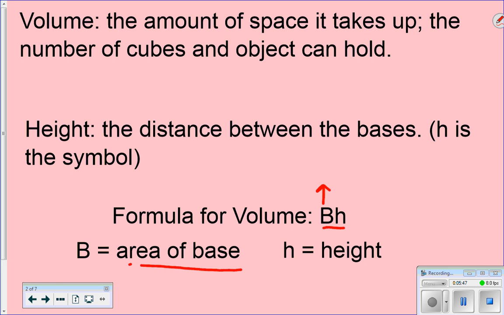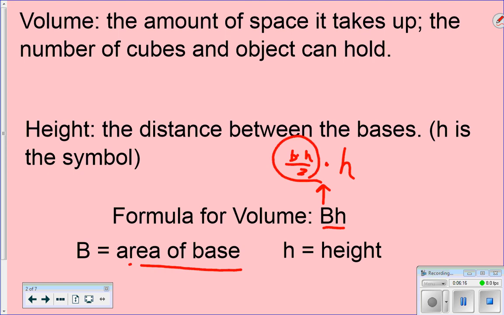So what's my base here? A triangle, right? So my area of a base would be what? How do you find the area of the base here? Do you remember? How do you find the area of a triangle? You're close. Yeah, that's a good start. Or half base times height. You can use either one. So here it'd be base times height divided by 2, and then you're going to times it by the height. So that big B is this part right here.